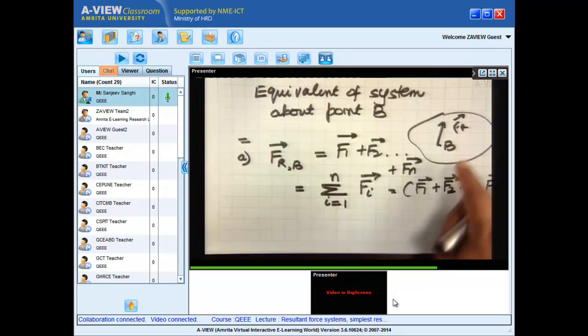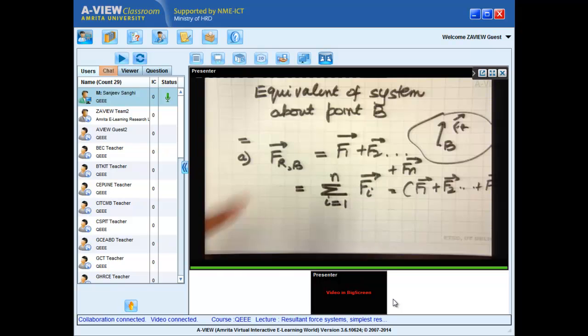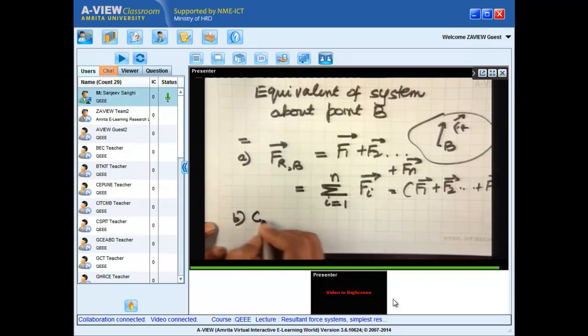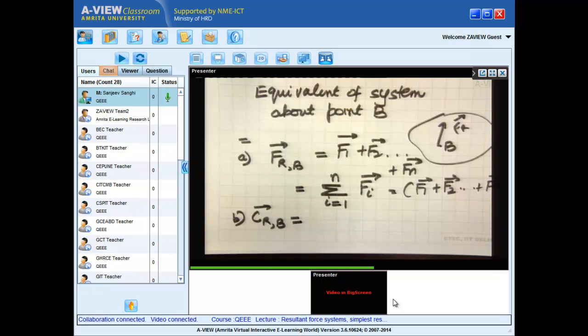Now you'll realize that wherever the point B is, that means I could go to a point A, I could go to a point C, the Fr part does not depend on B. Fr is just a sum of all the forces. So therefore it does not depend on where I am choosing point B. And the second part of this equivalent is a resultant couple at B.